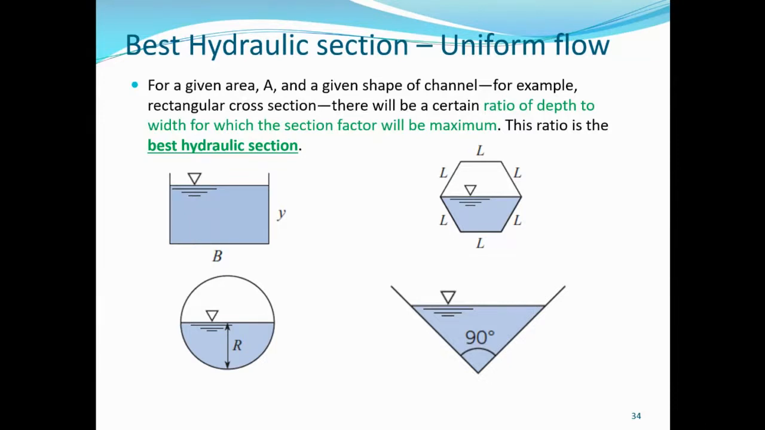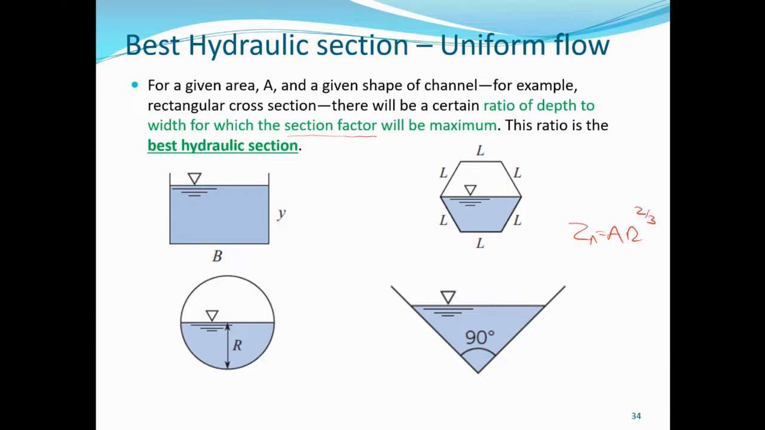For a given area and a given channel shape, for example, the rectangular section, there will be a certain ratio of depth to width for which the section will be maximum. Okay, this ratio is the best hydraulic section. So there will be a ratio of depth to width for which the section factor will be maximum, and we want to maximize the section factor. Don't forget the section factor is simply AR to the power of 2/3.